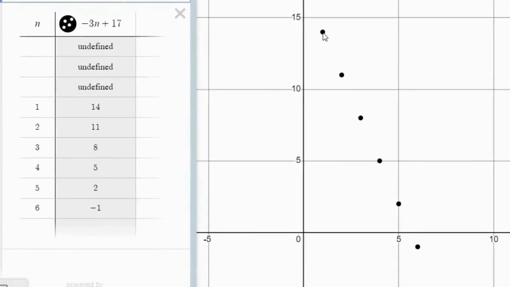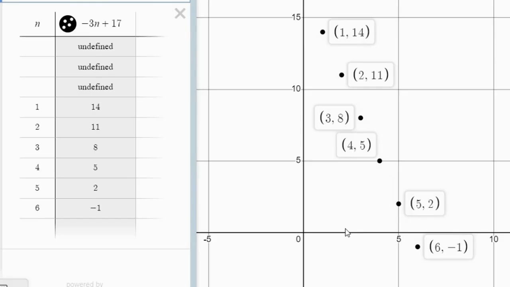And there is our graph of the first 6 terms of that geometric sequence. I'm sorry, that arithmetic sequence, not geometric. It's arithmetic sequence.